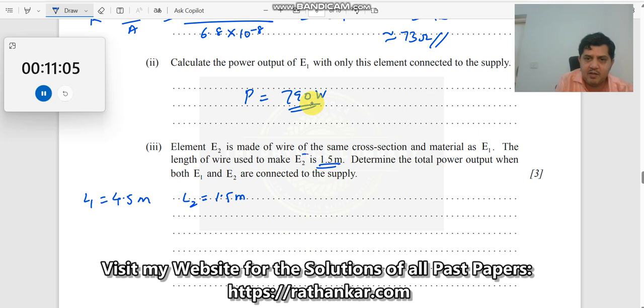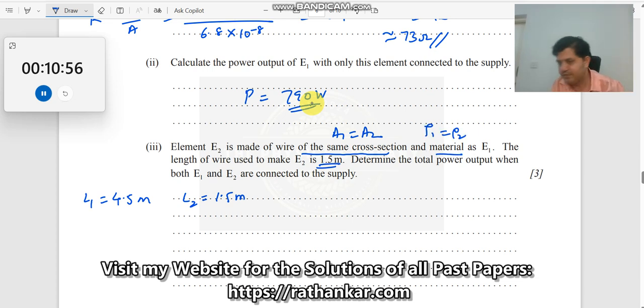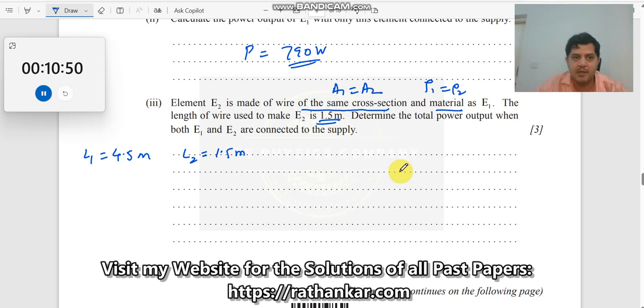Made out of the same cross section, which means what? A1 is equal to A2. And the same material as E1, which means what? Rho 1 is equal to rho 2, right? Everything is the same. Now only length is changing. The length of the wire determines the total power output when both E1 and E2 are connected to the supply.